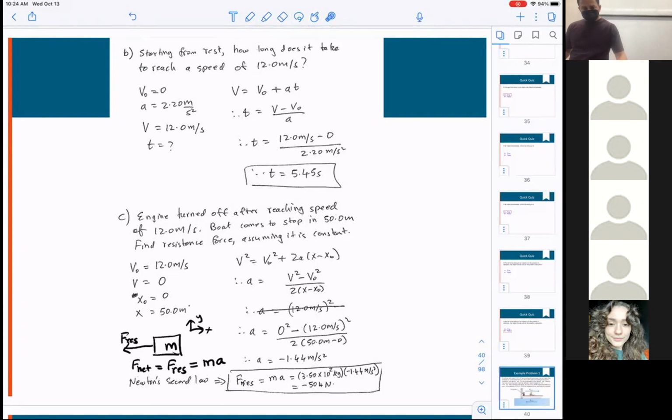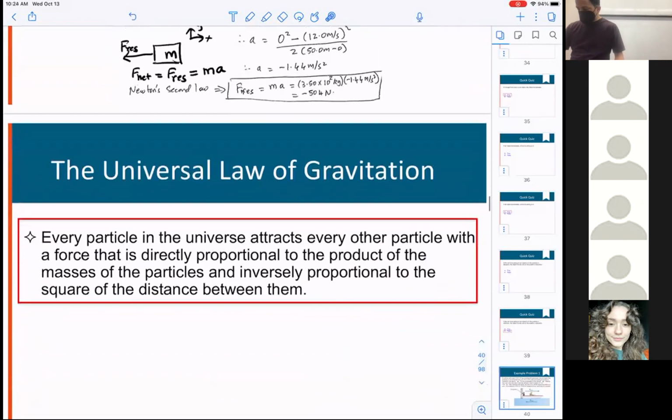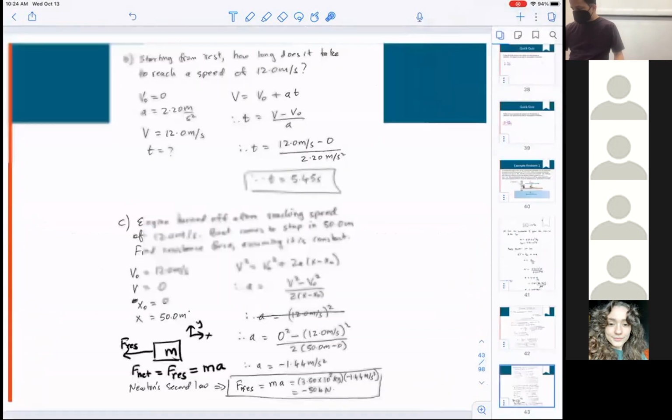So let's now switch gears and come to the universal law of gravitation.